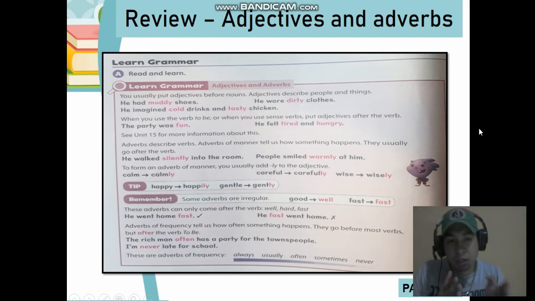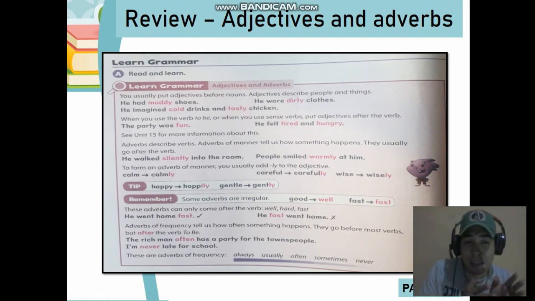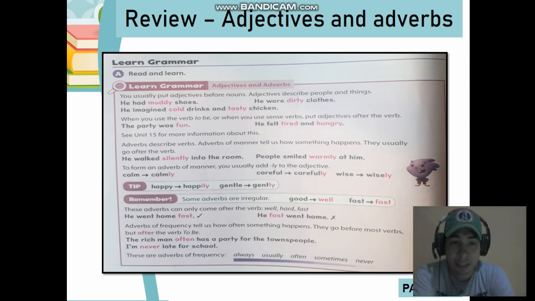I want you to know the difference between adjectives and adverbs. Those are similar words, but they can vary in many ways. So I will explain it to you right now, okay? You can read with me on this part. You usually put adjectives before nouns. Adjectives describe people and things. So remember that in this part, the adjectives are words to describe. They give a characteristic to something or to somebody.